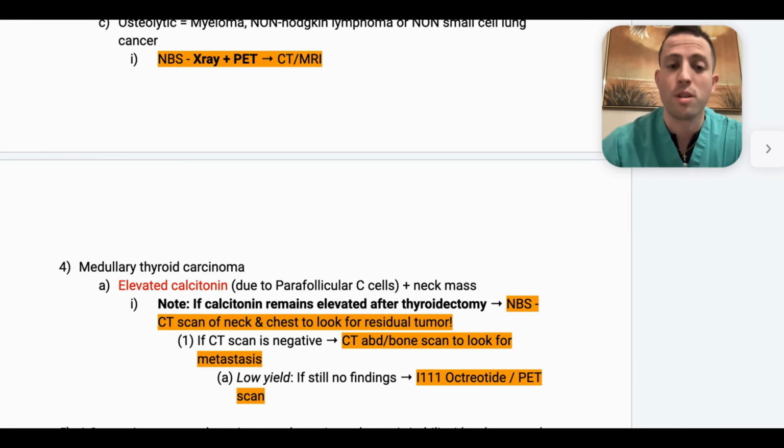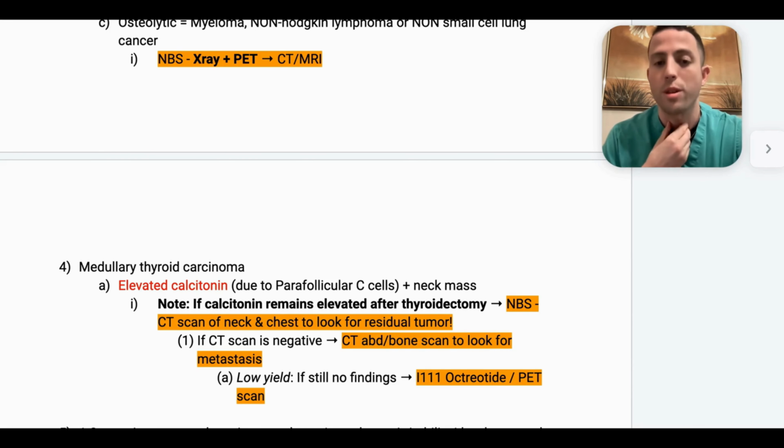If the calcitonin remains elevated after you take out their thyroid, your next best step is to do a CT scan of the neck and chest to look for residual tumor. You don't want to miss this. So, patient gets a thyroidectomy due to a medullary thyroid carcinoma. They have an elevated calcitonin. Your next best step is to scan them to see if there's any tumor left over.